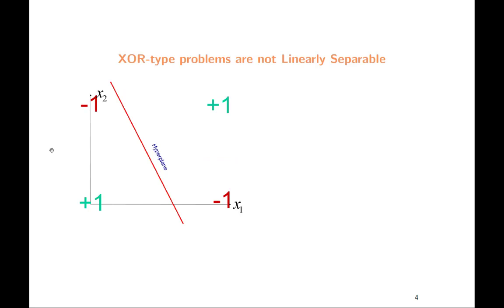So we have two inputs, x1 and x2. For 0, 0, we have the output 1. For 1, 1, we have the output 1. For 1, 0, we have the output -1. And for 0, 1, we have the output -1 as well. And there's no way you can place a hyperplane that separates the green examples from the red examples. So this is the classical example of two classes which are not linearly separable.